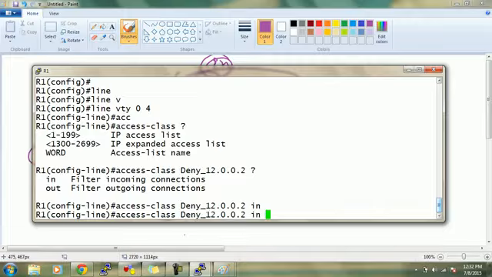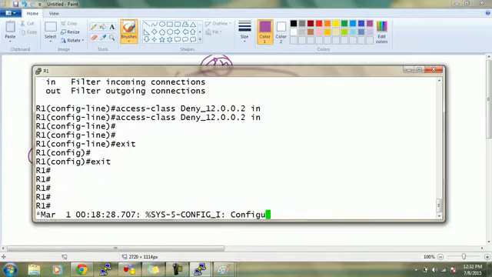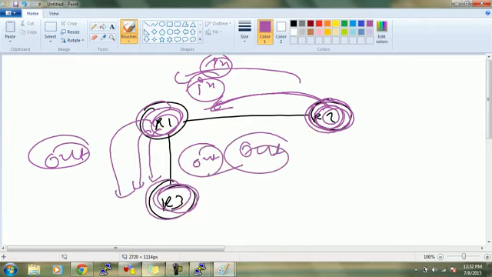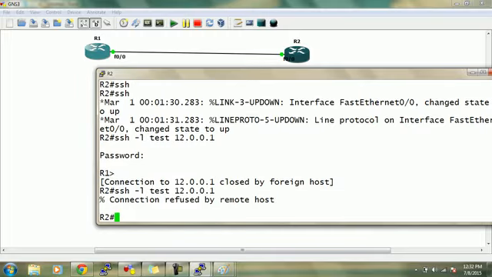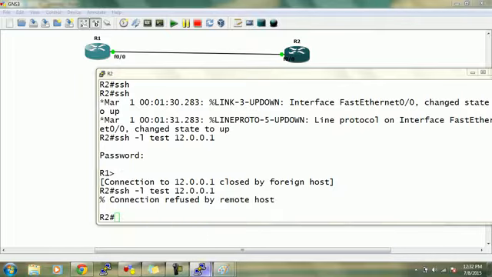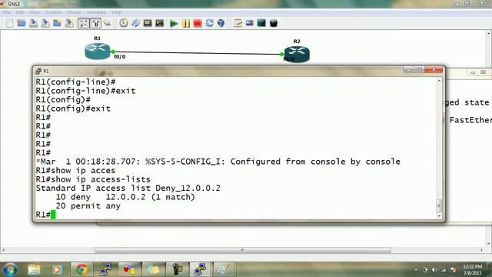So direction will be in. Fine. Connection refused. Why? Because of the ACL. What is the command to check the access list? Show IP access-list. How many matches are there? Because this user is denied. This user is denied. This thing is clear? Any issues?